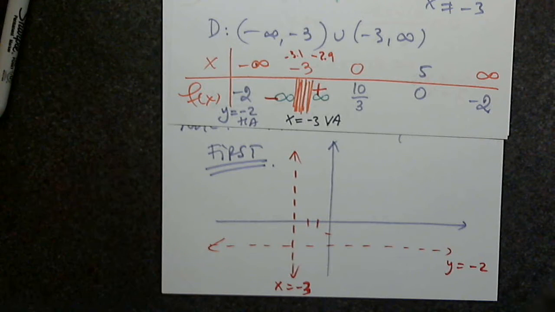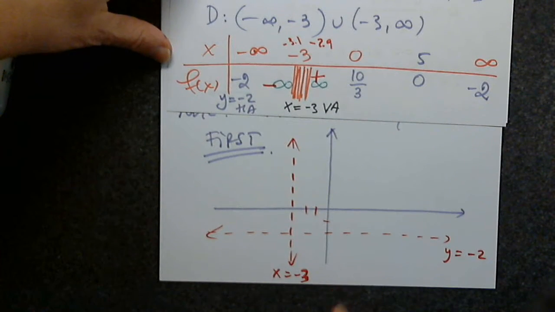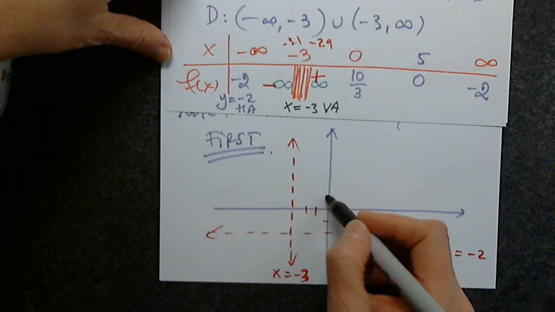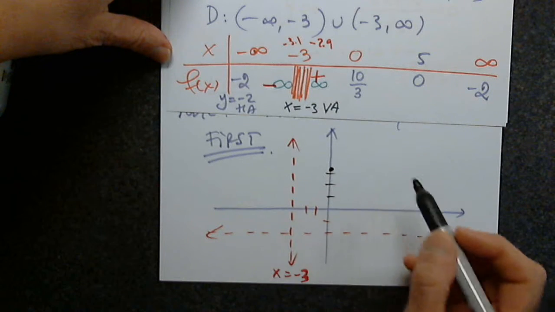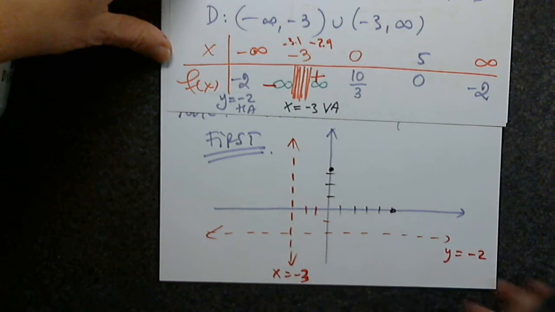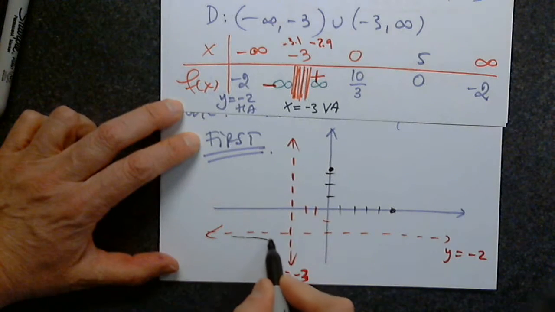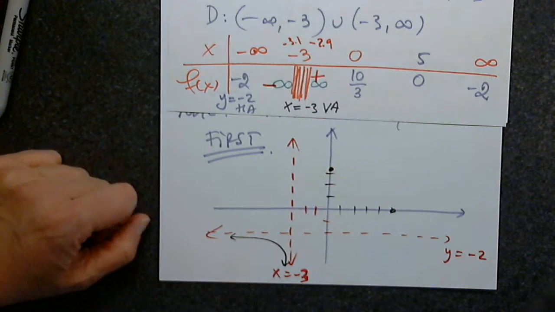I will plot the points I have. Well, I only have 10/3, which is a little bit more than 3. And I have 5, 0. 1, 2, 3, 4, 5. So now let's put this together one more time. From -2 down to -infinity. That's the first piece.